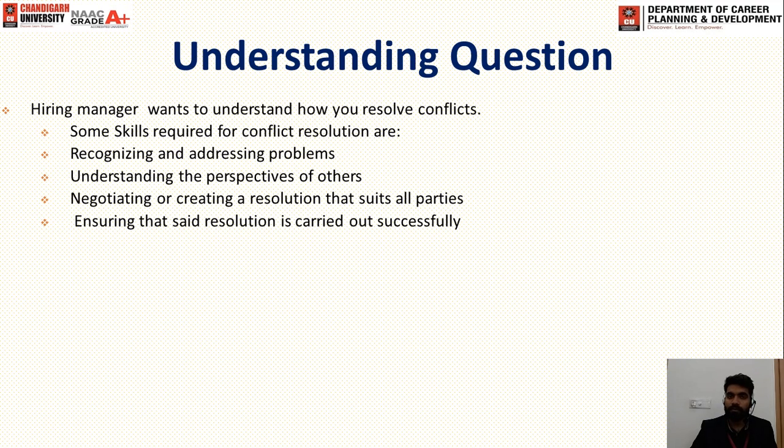And then one more step I would say is learning from the conflict, its situation, its resolution, its implementation, and taking some steps to ensure that such conflicts don't arise again in the workplace. And if there are similar conflicts, you have a ready SOP to address the problem.